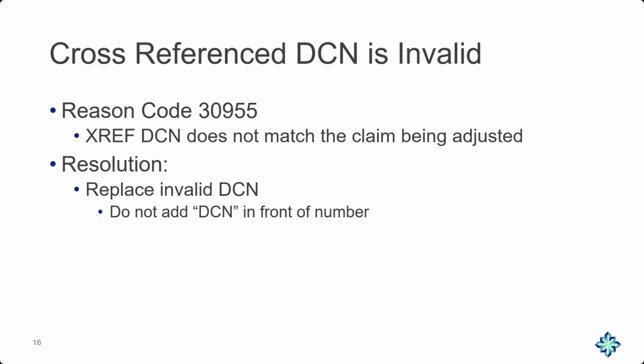Reason code 30955 will assign if the adjustment contains an invalid cross-reference DCN that does not match the original claim. So in order to correct this issue, you're going to want to compare the cross-reference DCN that's shown on the adjustment to the claim you are trying to adjust. Then you can make corrections to the invalid DCN and store the claim to allow it to move on through the process.